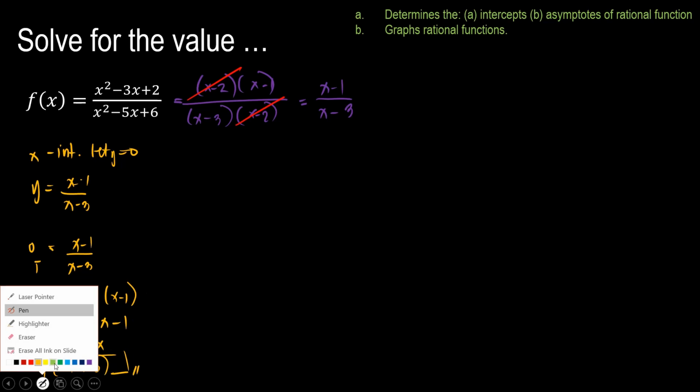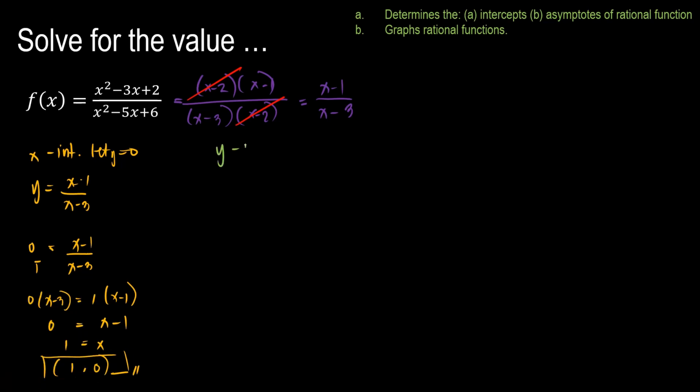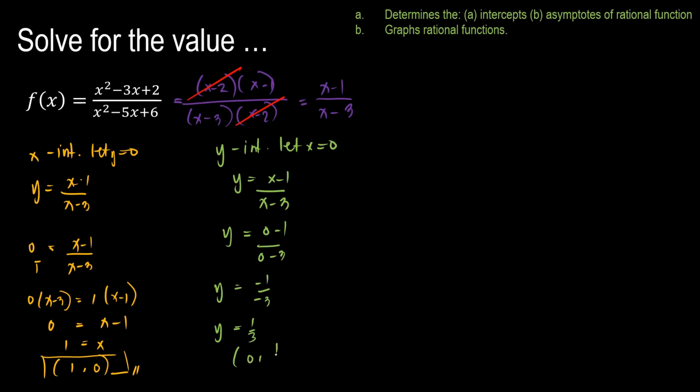Okay, now next, let's get the y-intercept by letting x is equal to 0. So y is equal to x minus 1 all over x minus 3. y is equal to 0 minus 1 over 0 minus 3. y is equal to negative 1 all over negative 3. y is equal to 1/3. So our y-intercept is 0 and 1/3. Okay, now let's get the vertical asymptote.